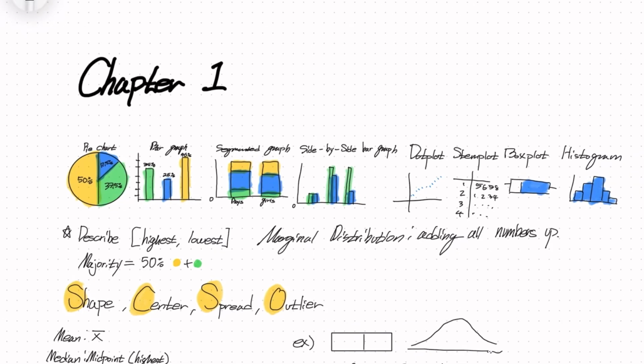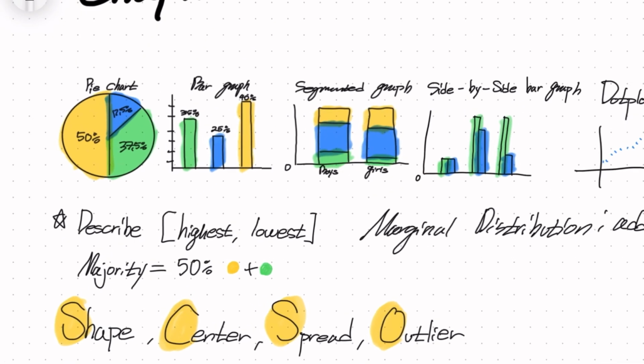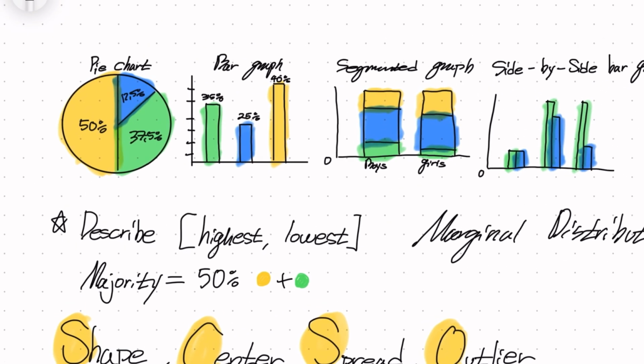In Chapter 1, there's a lot of graphs that you can see, but you don't need to memorize all of them, but it's nice to remember what benefits your variables. So, to describe your graph, first of all, you would describe your highest point and the lowest point.